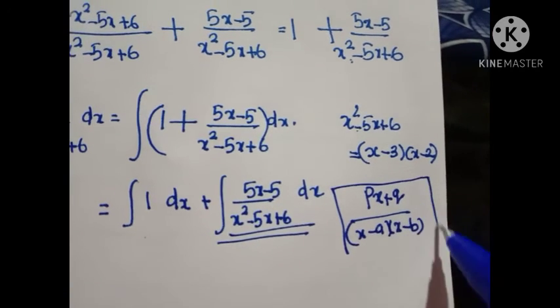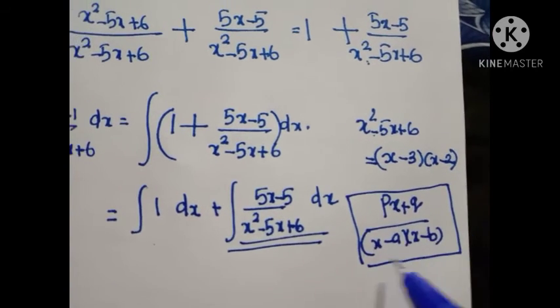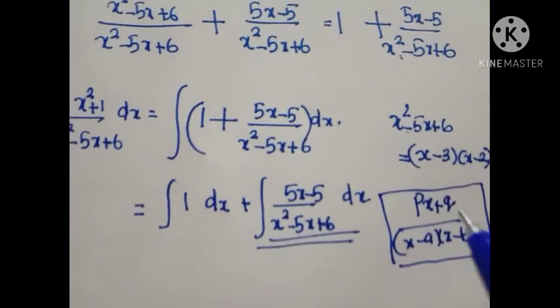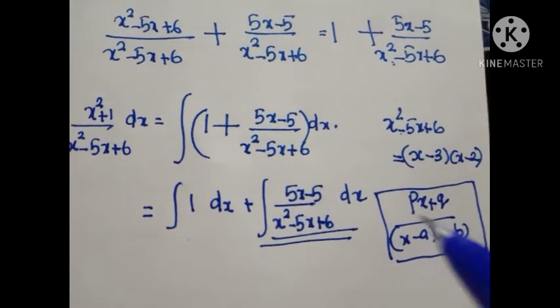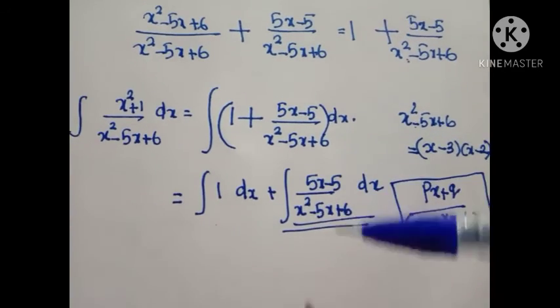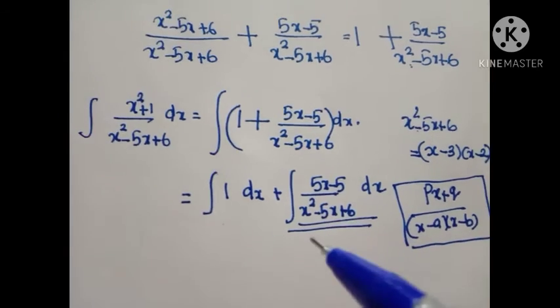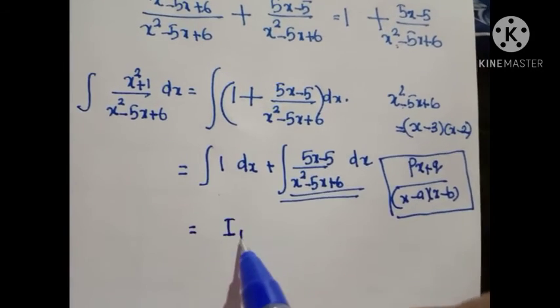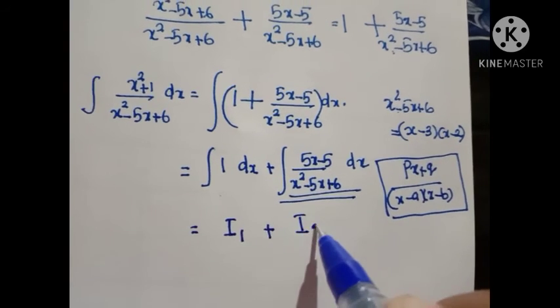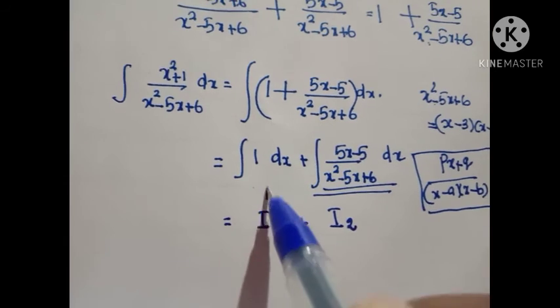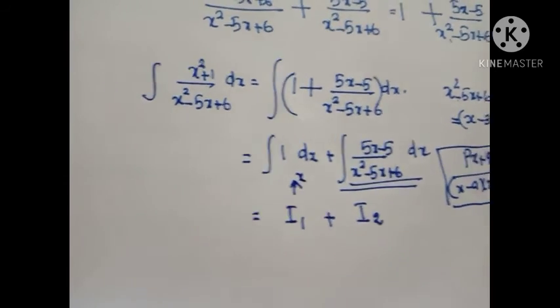So to integrate such types of functions, we need to introduce partial constants. We told the same method in the previous question. So we need to continue the process to obtain the final result. So let us take this as I1 and the second one as I2. So I1 we know, the integral of 1 is definitely x. We need to find I2. Let's see I2.